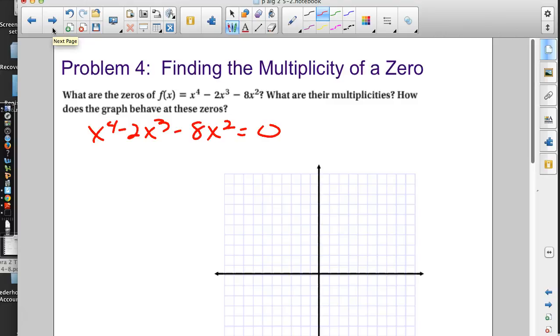All right, first thing you want to know is the zeros. Where's this thing going to go? So is there a greatest common factor? Or we could pull out all of these. X squared, yeah, let's pull it out of there.